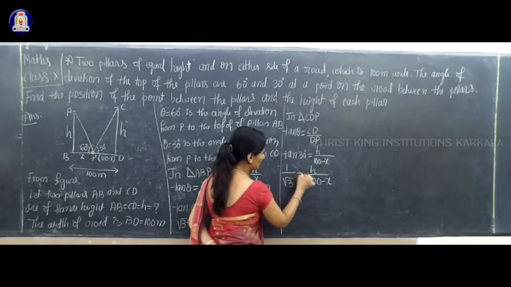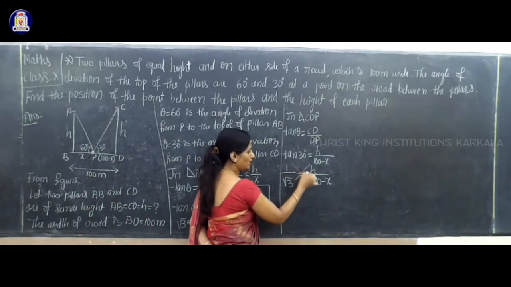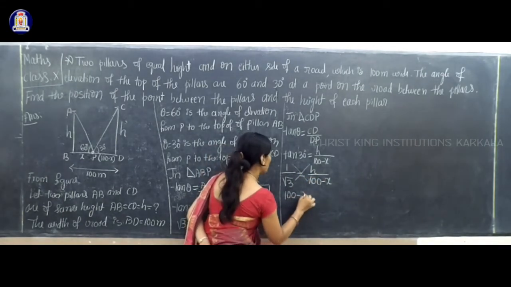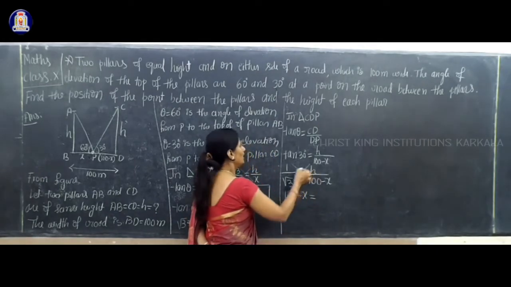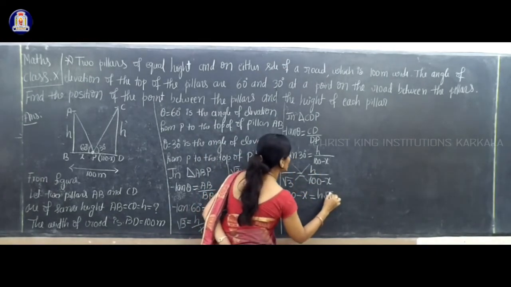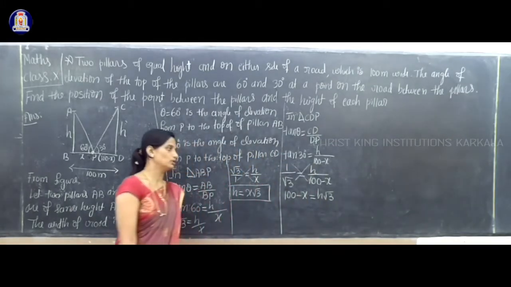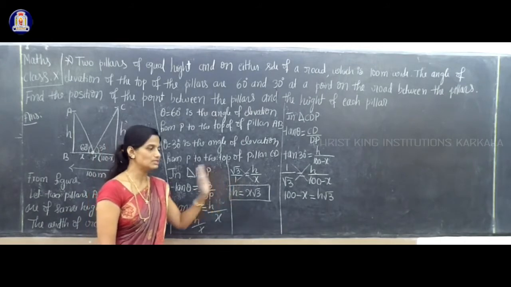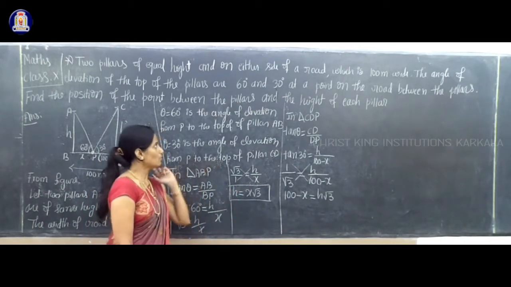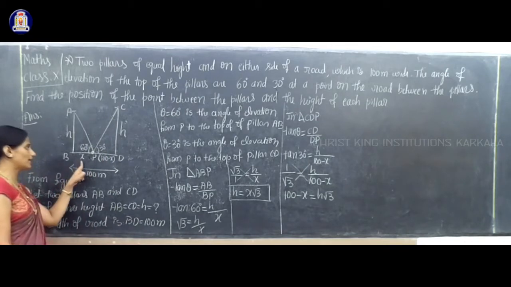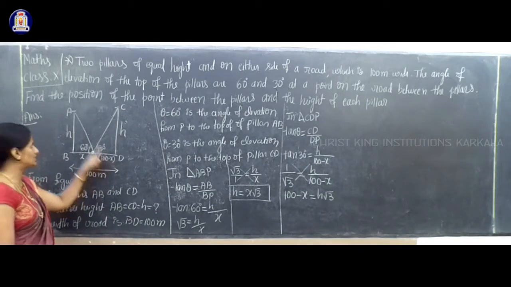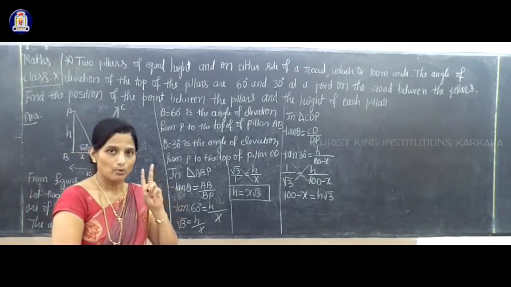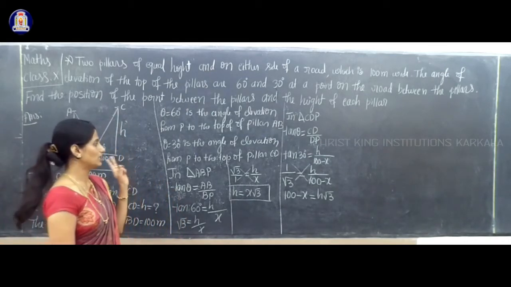Now cross multiply. 1 into 100 minus x is 100 minus x, equal to h into root 3, h root 3. So that is our second box. Now what is our question? The question is to find x, 100 minus x, and h. So two unknowns are to be found out: one is h and one is x.